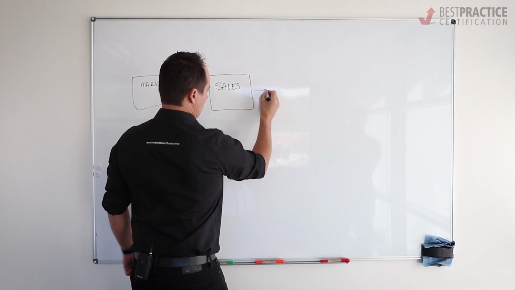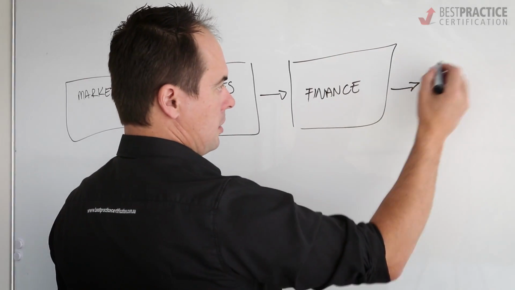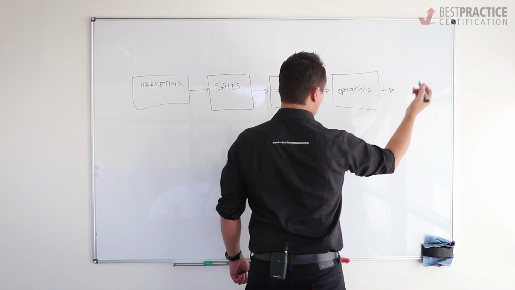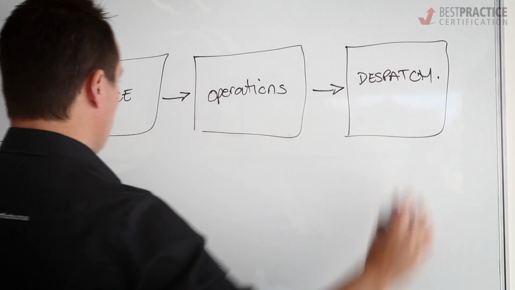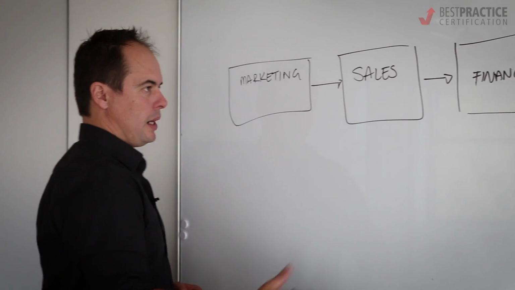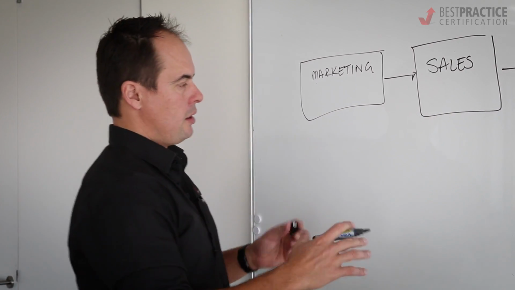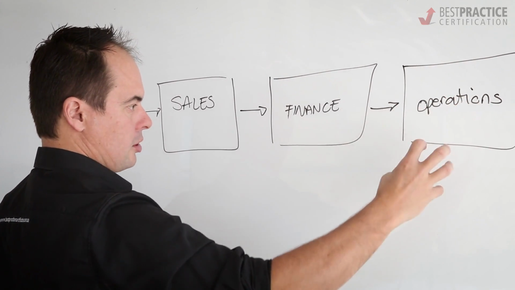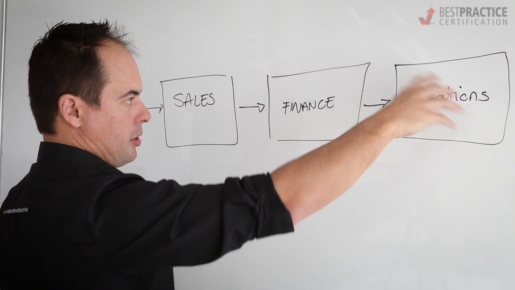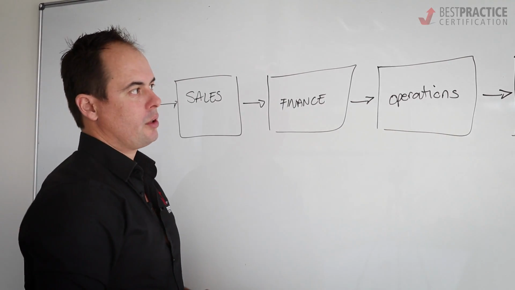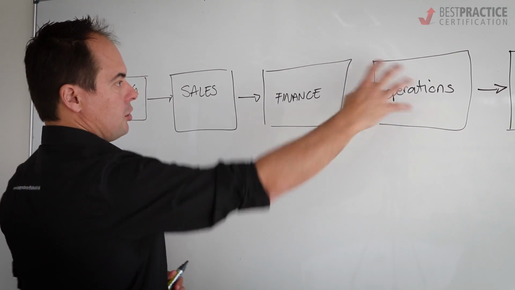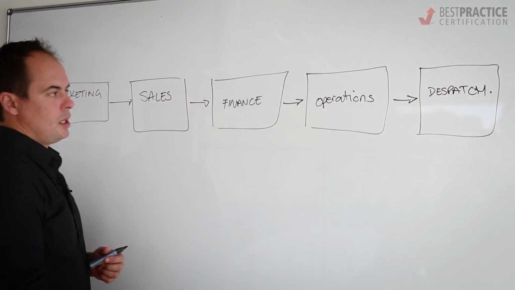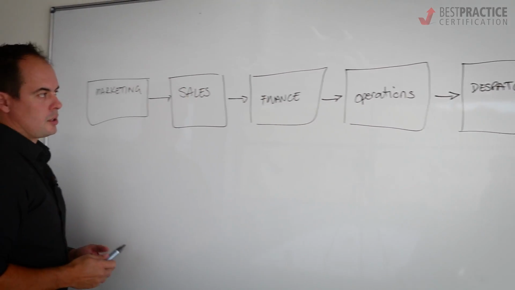Then we move into finance. I'm going to call this one here operations. And then we've got, let's call it dispatch, for example. So really generic, really basic flow to any business, and really it comes down to what you're doing here. So you could be just a warehouse, you could be a restaurant, but if you think about operations, that's just the doing part of the product or service that you do, and then obviously dispatch. So here at Best Practice, we obviously don't have dispatch, but we've got this process flow.